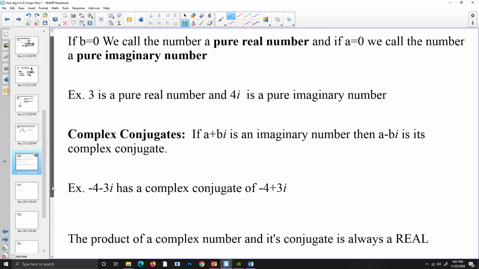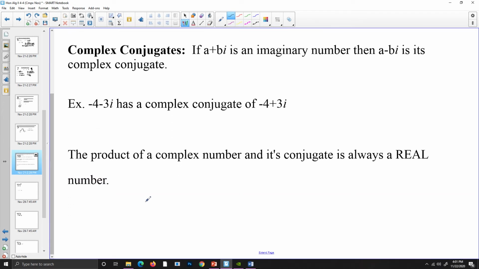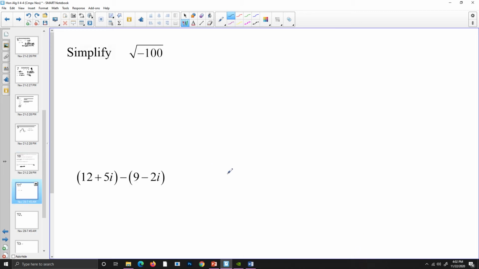And again, we talked about a plus b times a minus b equaling a squared minus b squared in the last section. It's coming back for us to use with complex conjugates, because when we multiply complex conjugates, the results are real numbers. That means they have no imaginaries in them. Let's do some simplification here.